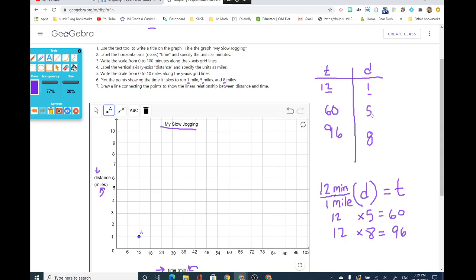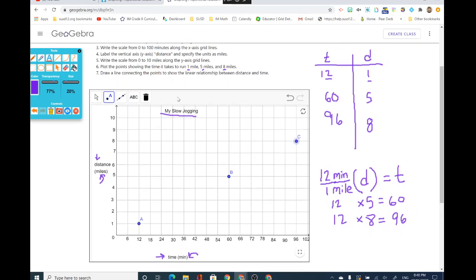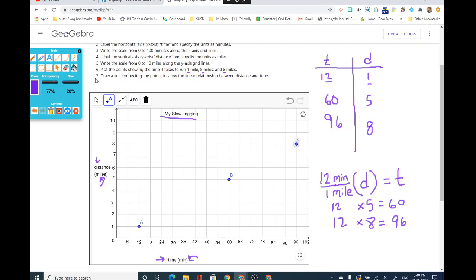The next is a distance of 5 miles, takes 60 minutes. So here's 5 miles on my distance and go out to 60 minutes and plot the point. Great. Okay, next, a distance of 8 miles takes 96 minutes. So here is 8 miles. Go out to 96 minutes right there. Fits perfectly. Now, the last instruction, number 7, says, draw a line connecting the points to show their linear relationship between distance and time.